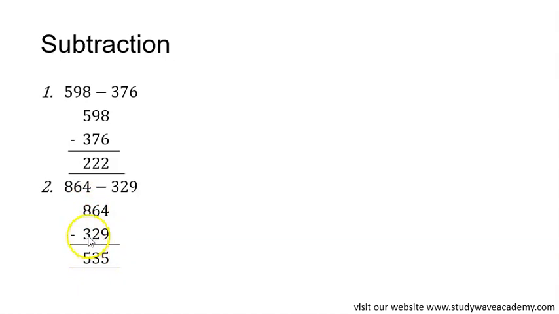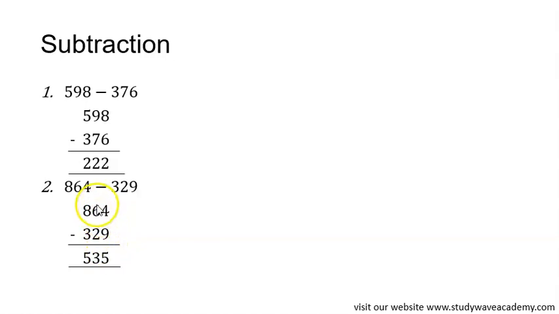Do you understand that? We borrowed, okay? 4 minus 9, it cannot go. 4 is smaller than 9, so it cannot minus. So we borrowed from 6. And when we're borrowing 1 from 6, it's coming as 10, a bundle. So 10 plus 4 is 14. So we have 14 here. 14 minus 9 is 5.